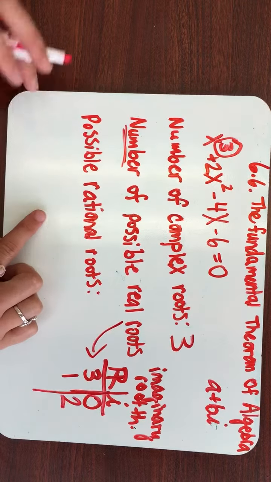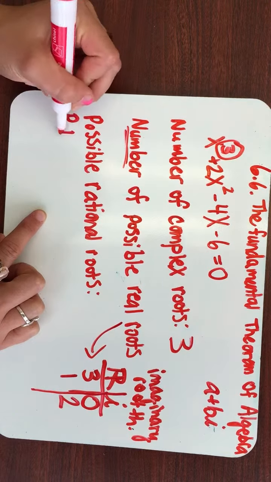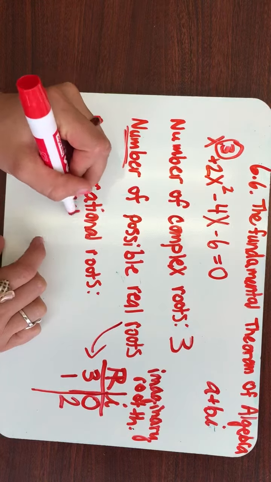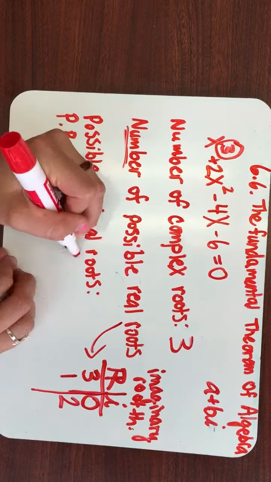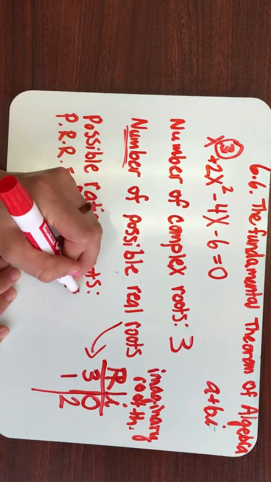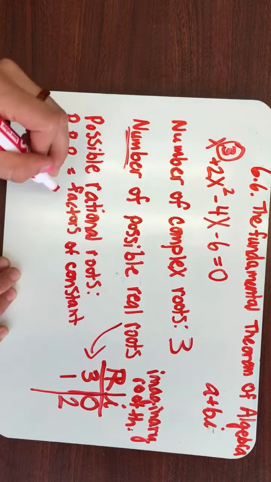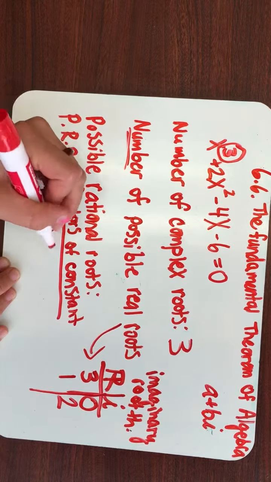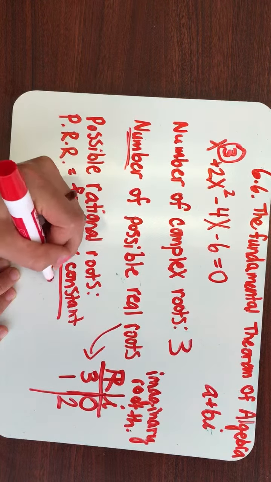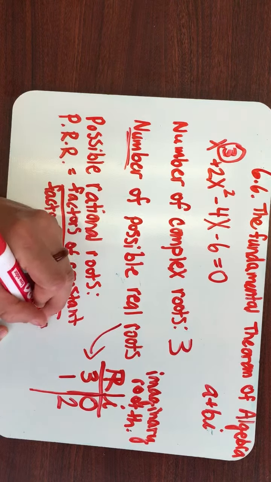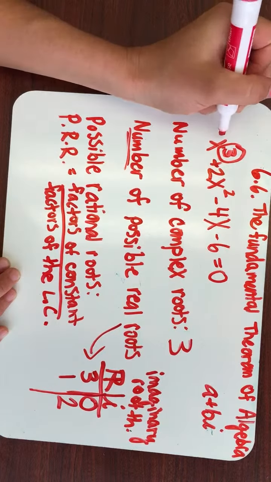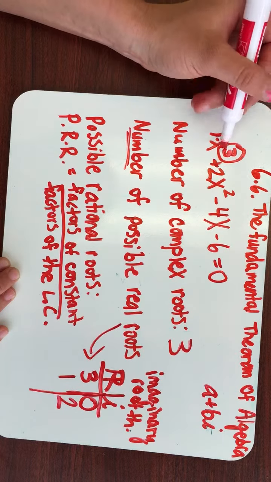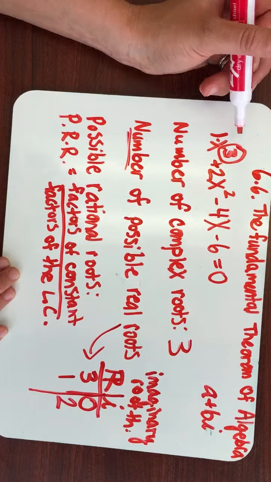The possible rational roots here, that's when we're going to list the factors of the constant over the factors of the leading coefficient. And the leading coefficient we know is the number in front of the variable with the highest degree.